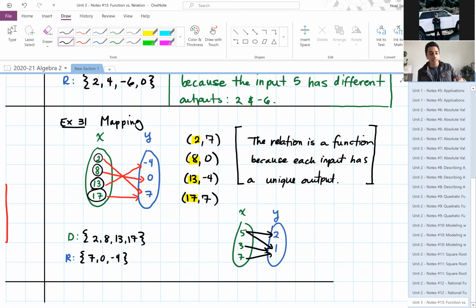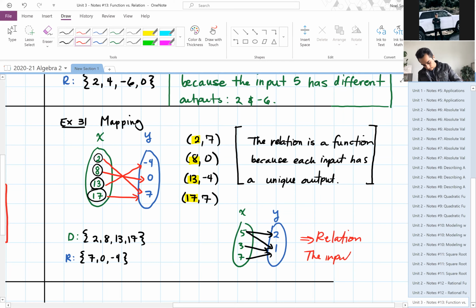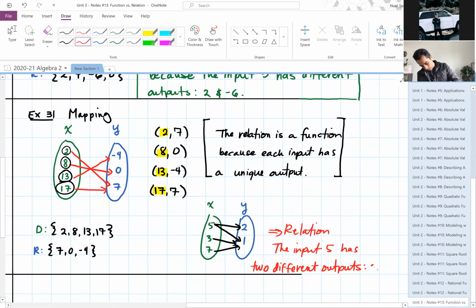Even though 3 went to 1 and 7 went to 1, you guys are noticing that the problem begins with X. So when X is going in two different directions, that's the problem, okay? So this scenario is a relation only, not a function. It's a relation. The input 5 has two different outputs, which are 2 and 1.